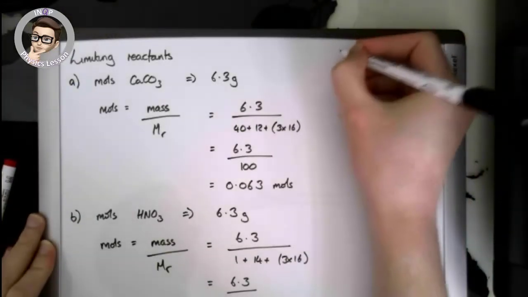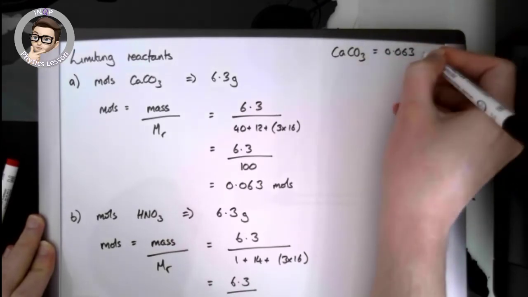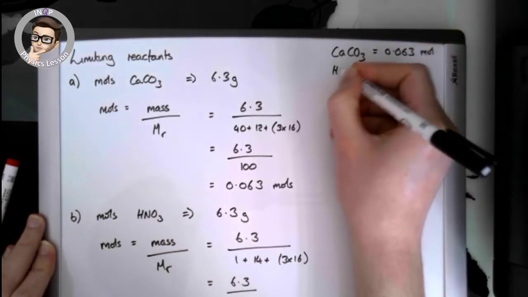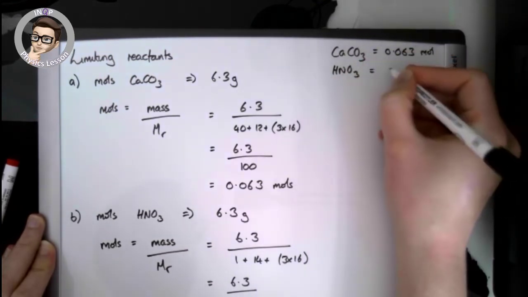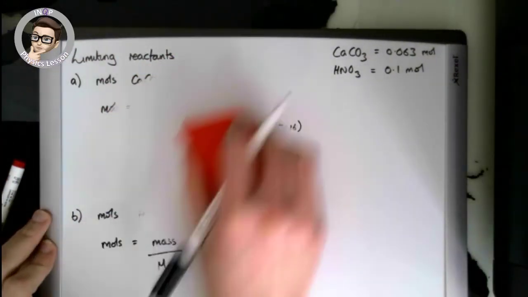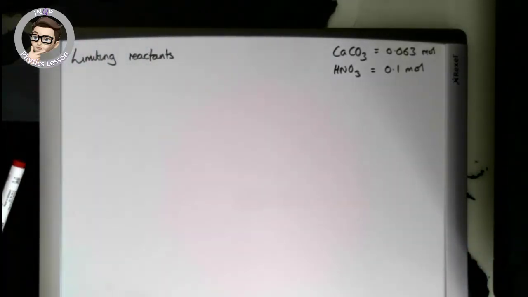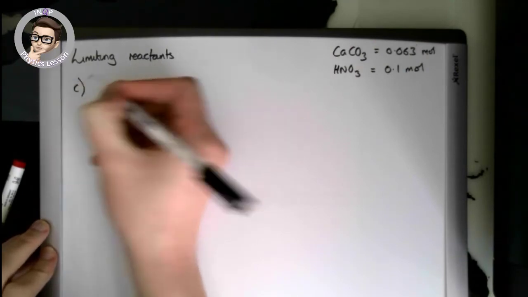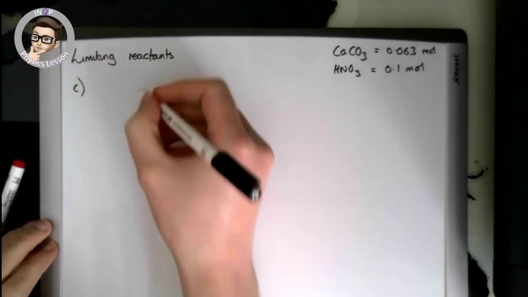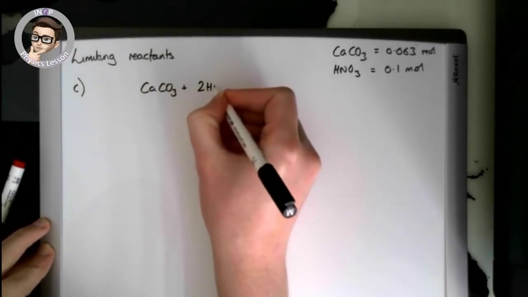So CaCO3 is 0.063 mole and HNO3 is 0.1 mole. I'm just going to write that up in the corner, because we'll need it for the next part of the question. So part C now is going to ask us to explain which is the limiting reactant. In our equation, we know that the equation is CaCO3 plus 2HNO3.